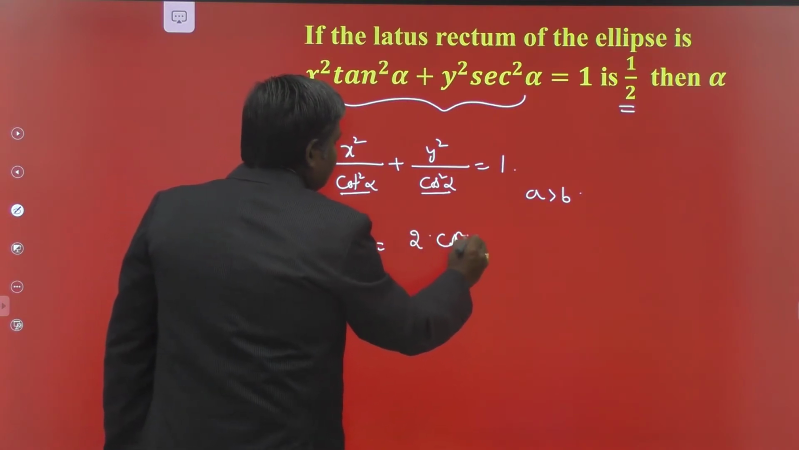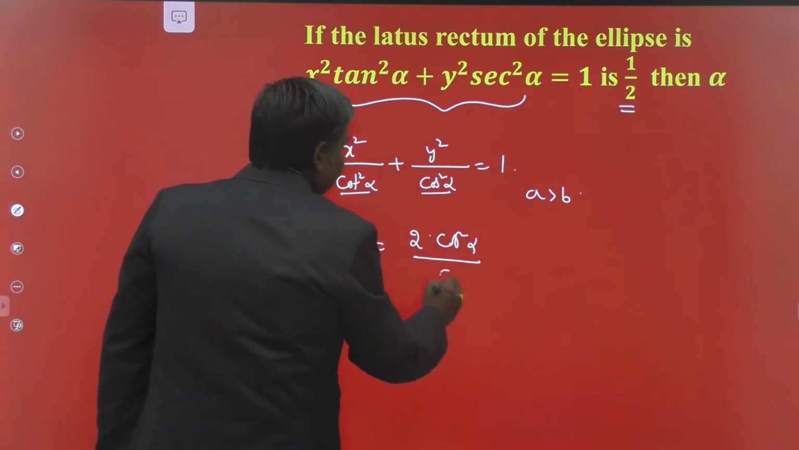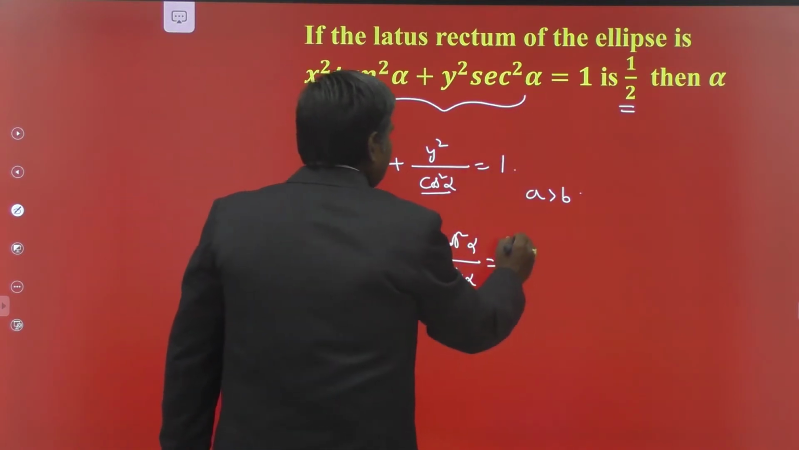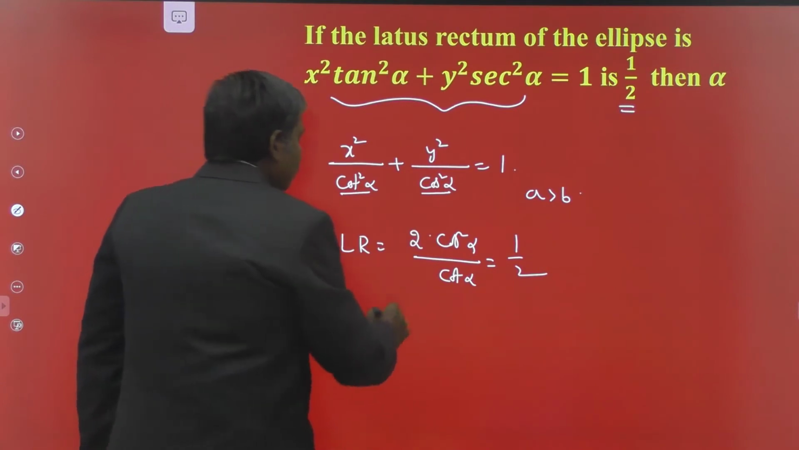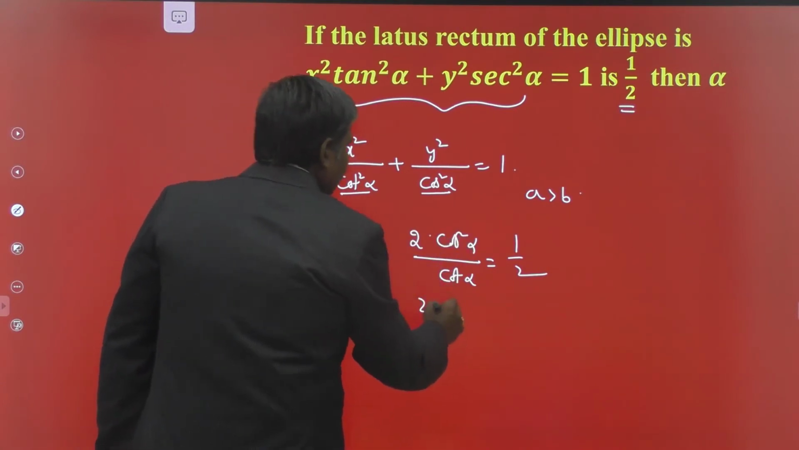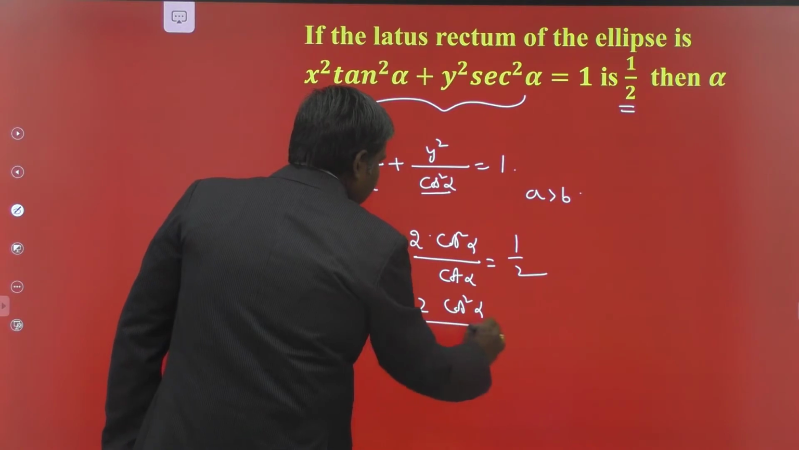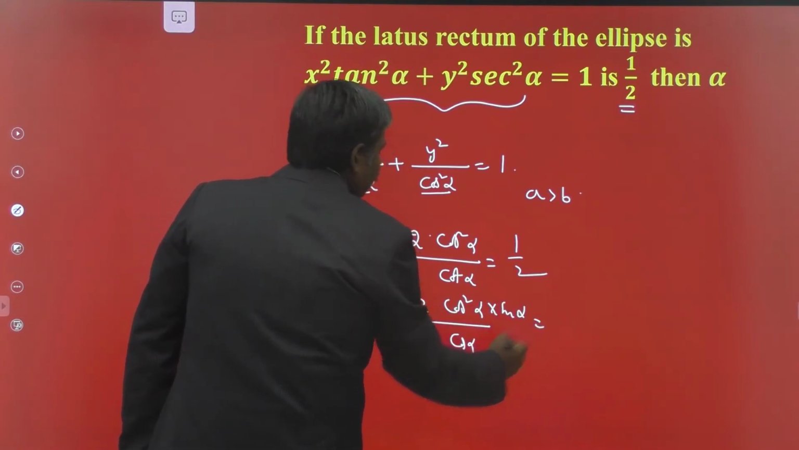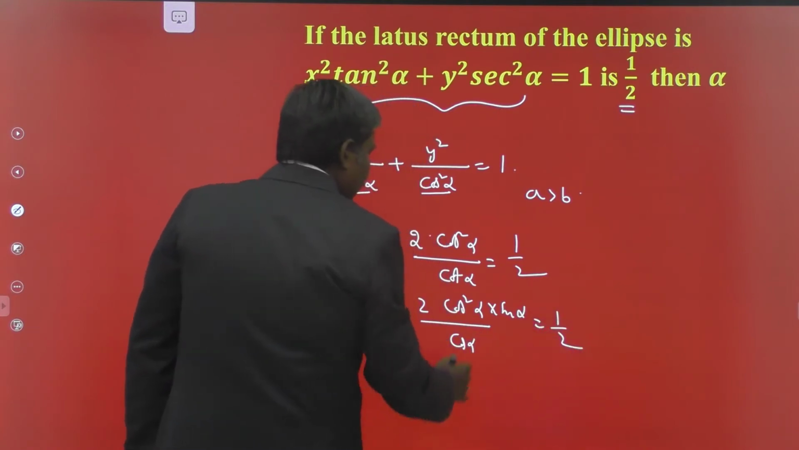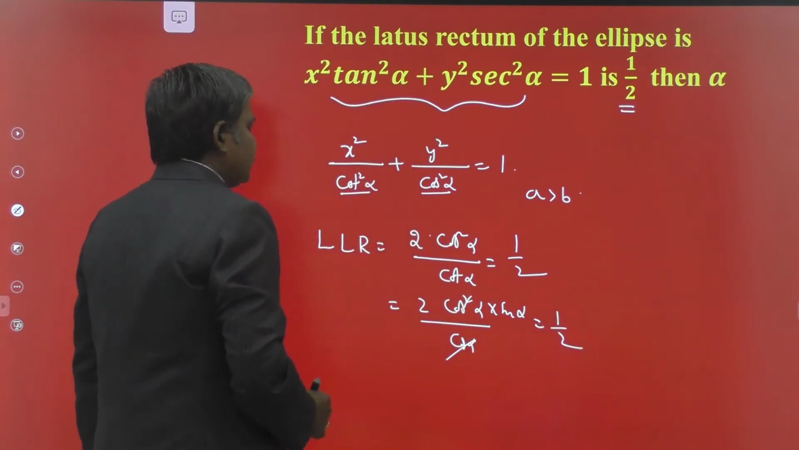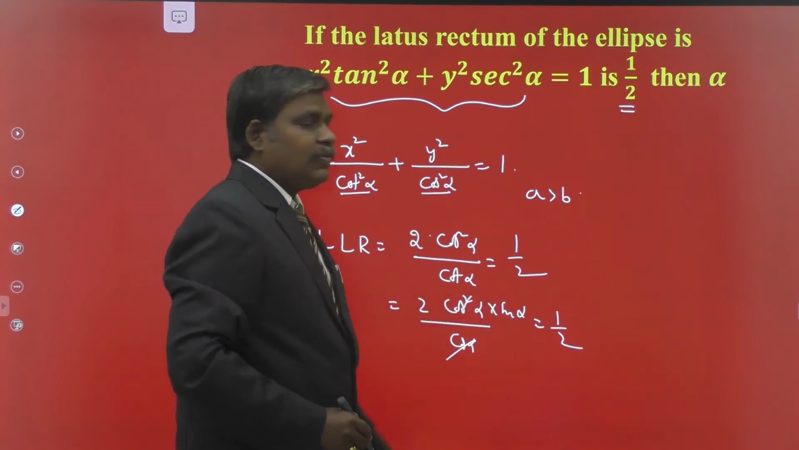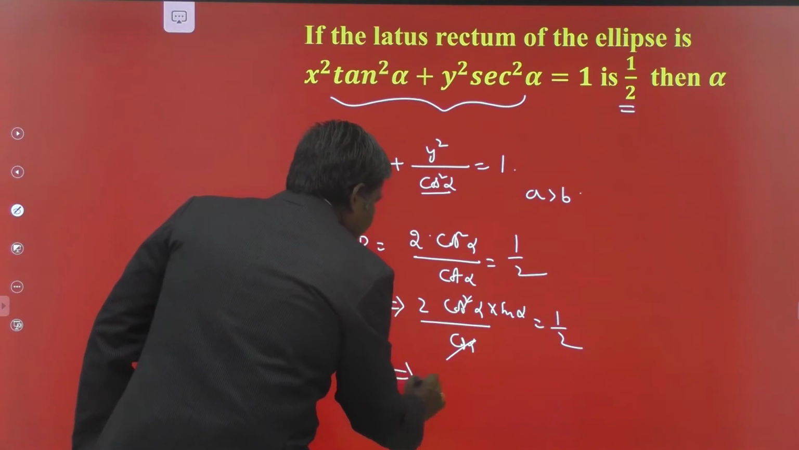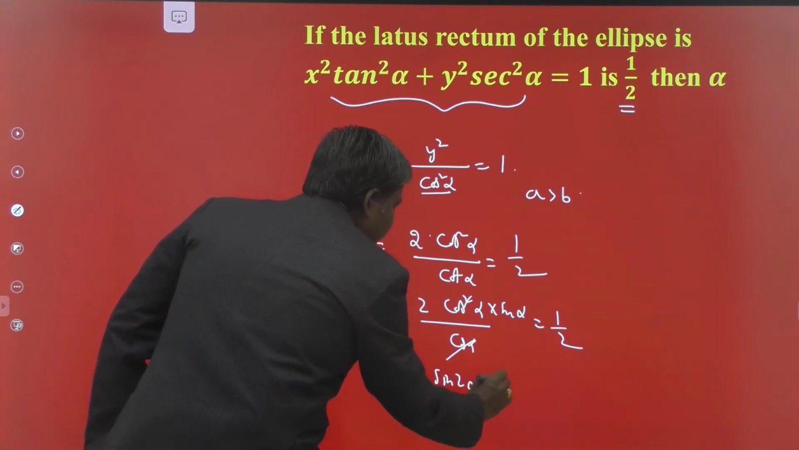2 times cos square alpha by cot alpha is equal to the length of the latus rectum, which is given as 1 by 2. This is nothing but cos square alpha by cos alpha by sin alpha. Sin alpha comes to the numerator, that is equal to 1 by 2. One cos alpha gets cancelled, so we have 2 sin alpha cos alpha, sin 2 alpha. This implies sin 2 alpha is equal to half.